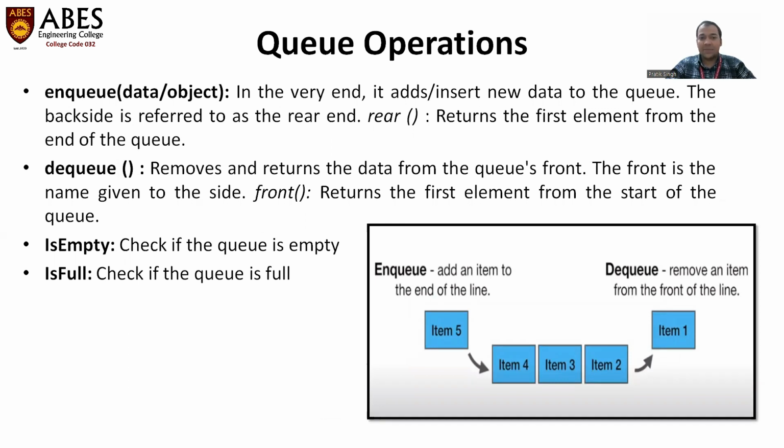Enqueue, in abbreviation, adds or inserts new data to the queue. The backside is referred to as the rear. Dequeue removes and returns the data from the queue's front. The front is the side from which we return the first element of the queue. Is empty checks if the queue is empty, and is full checks if the queue is full. In the given figure, you saw the enqueue and dequeue operations.